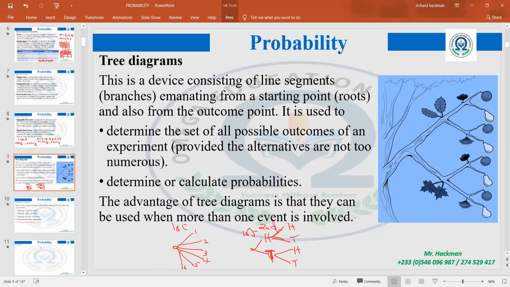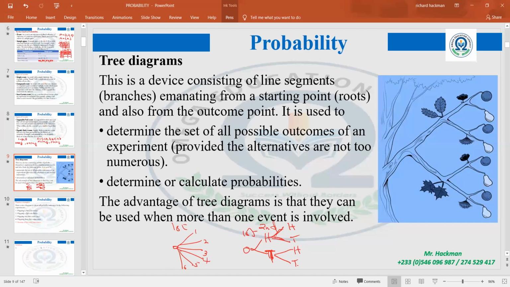So that's why we said line segments emanate from a starting point, and they can also move from an outcome point. You can see that these 2 are from the root, which is the starting point, and these 2 branches are starting from the outcome point. You do the same for the tail. If your first trial gave a tail, and you are tossing again, your second trial will either be a head or a tail.